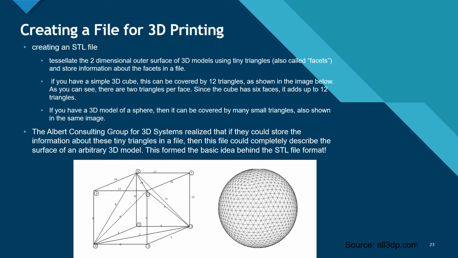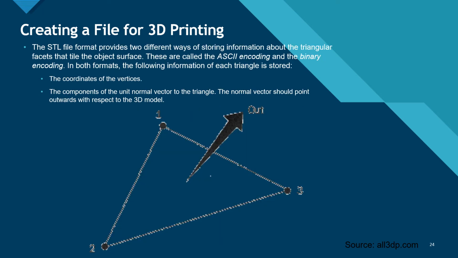The Albert Consulting Group of 3D Systems realized that if they could store the information about these tiny triangles in a file, then this file could completely describe the surface of an arbitrary 3D model, which formed the basic idea behind the STL file format. The STL file format provides two different ways of storing information about the triangular facets. These are called the ASCII encoding and the binary encoding.